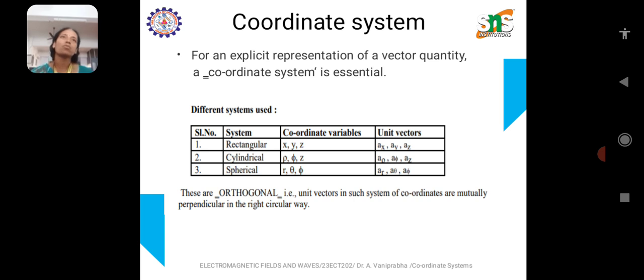What is the purpose of the coordinate system? It is particularly meant for precise location representation. It helps to define the exact position of an object in space. For example, the GPS system uses latitude and longitude to locate places. And mathematical representation of physical quantities, which is used to describe vector fields and forces mathematically. For example, electric and magnetic fields are also represented in coordinate form.